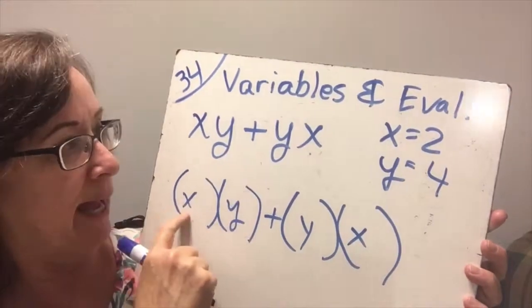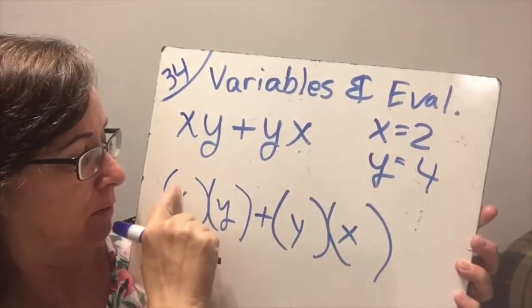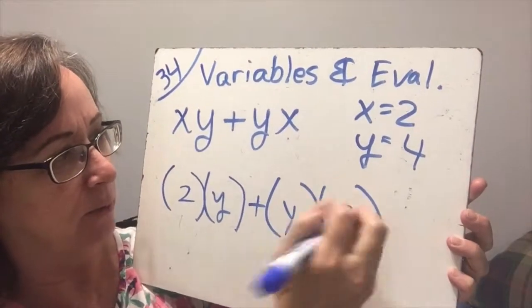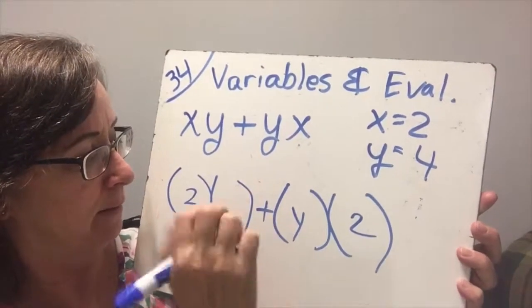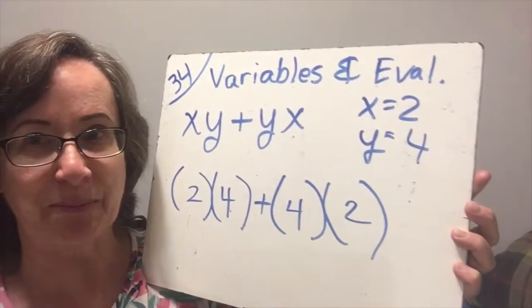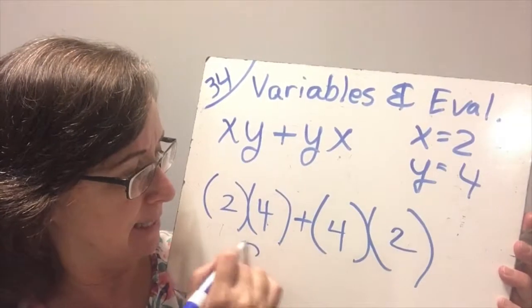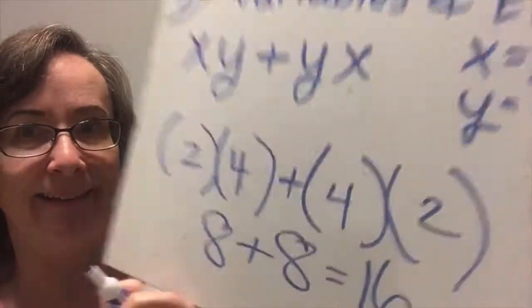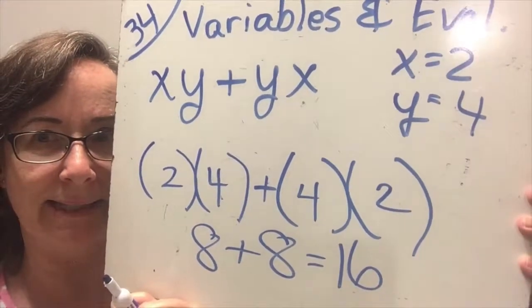Okay, so x is 2. So everywhere I see an x, I'm going to take that out and plug in a 2. y is 4. See how easy that is to do when you have a little skeleton there to just plug them in? So now 8 plus 8 is 16. How easy a practice is that?